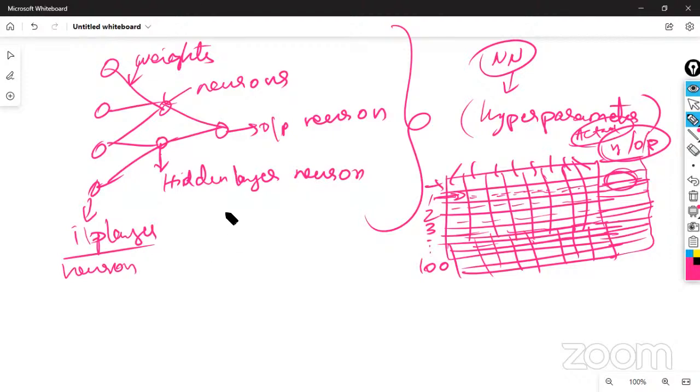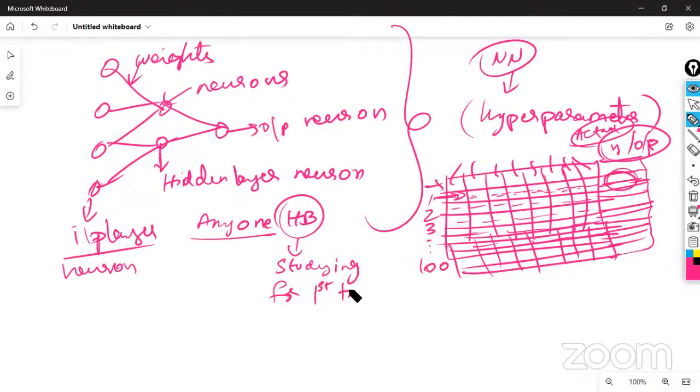So we are predicting by passing this value into the network. Anyone, even a human being, if they are studying for the first time, what is the level of accuracy of understanding the concept?